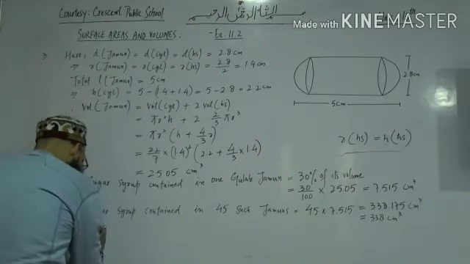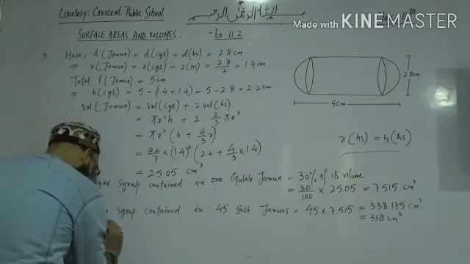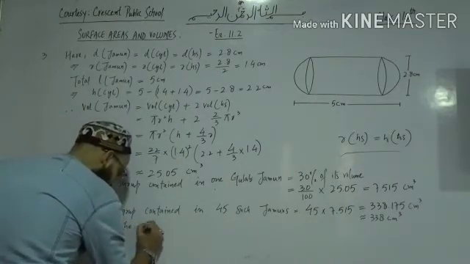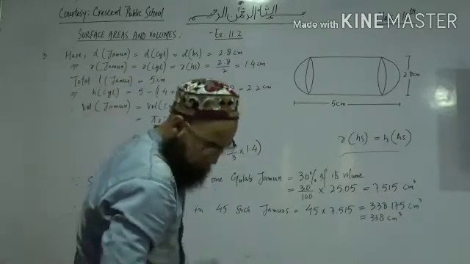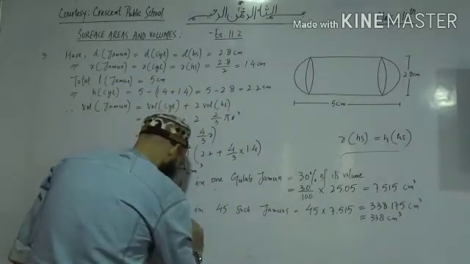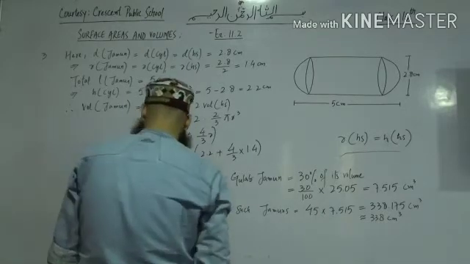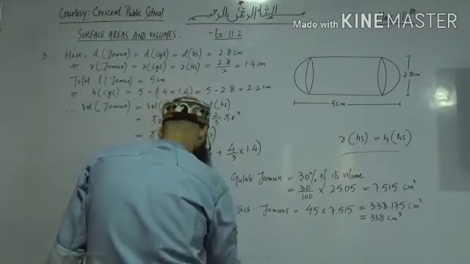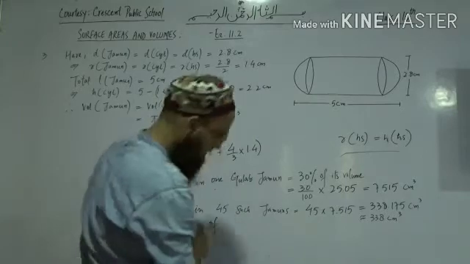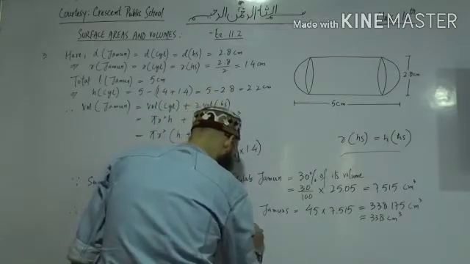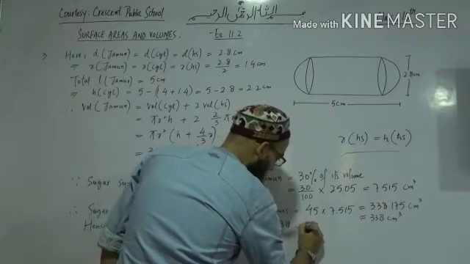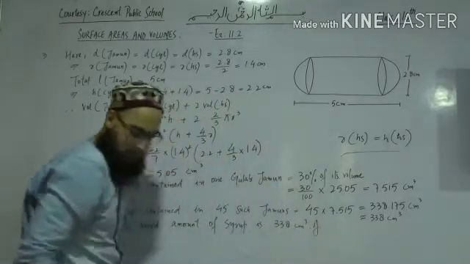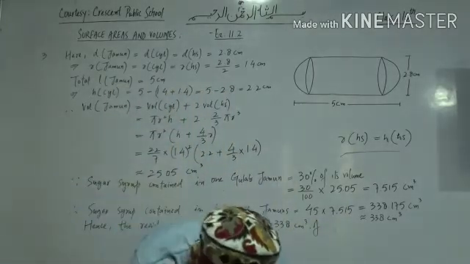Hence the required amount of syrup is 338 cubic centimeter, and that's your answer. So make a note.